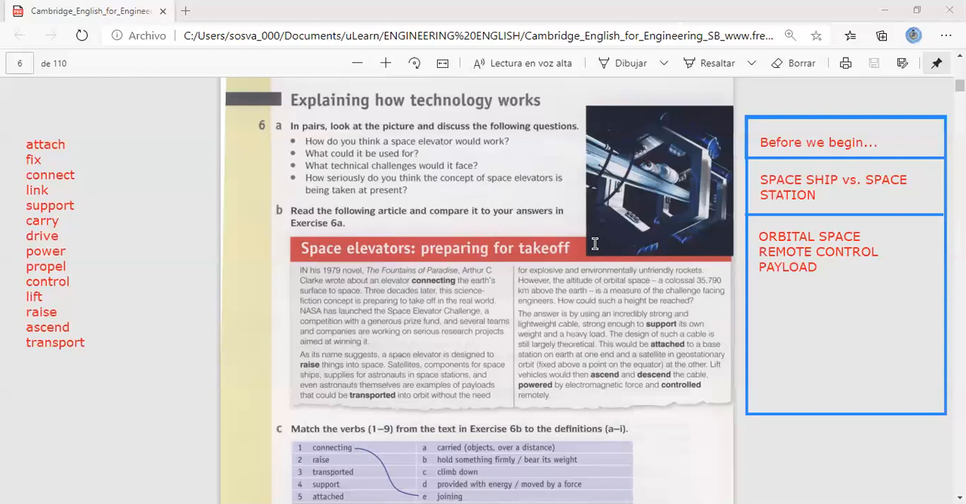Okay. How would a space elevator work? Well, it would work with different components. Because a lift, actually, would have no gravity. So how would a space elevator work? The function is to lift some things, like astronauts.